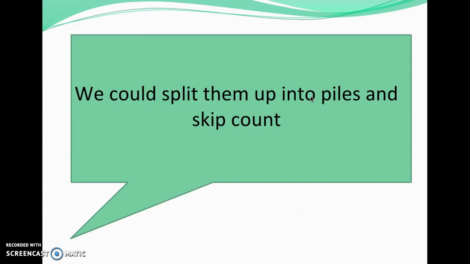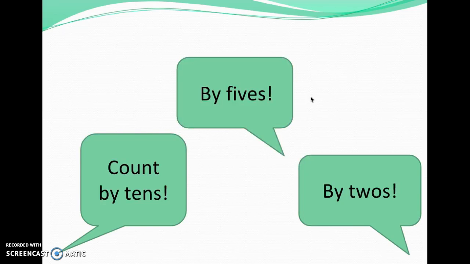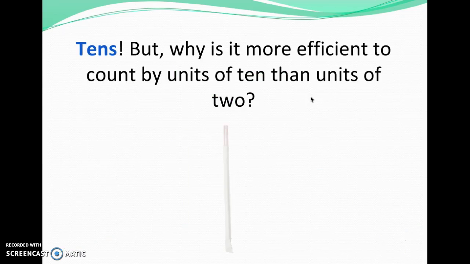If you were thinking that we could split them into piles and skip count, you would be right. So how can we count them? We're going to put them into piles of what? Think about that. What are you going to group them into piles of? You could have said by fives, by tens, by twos. All of those answers would have been great answers. But tens is the most efficient.